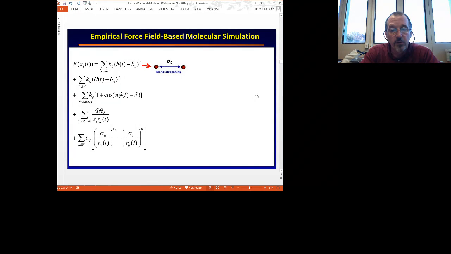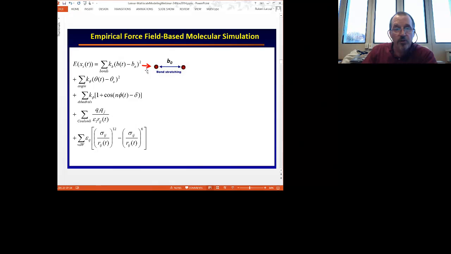So first I wanted to go through, for those of you who might not have much background in molecular simulation, a little bit to explain what the force field is about. For empirical force field-based simulations, we have an equation that represents the potential energy of the interactions in your system. And this is divided into several different terms.